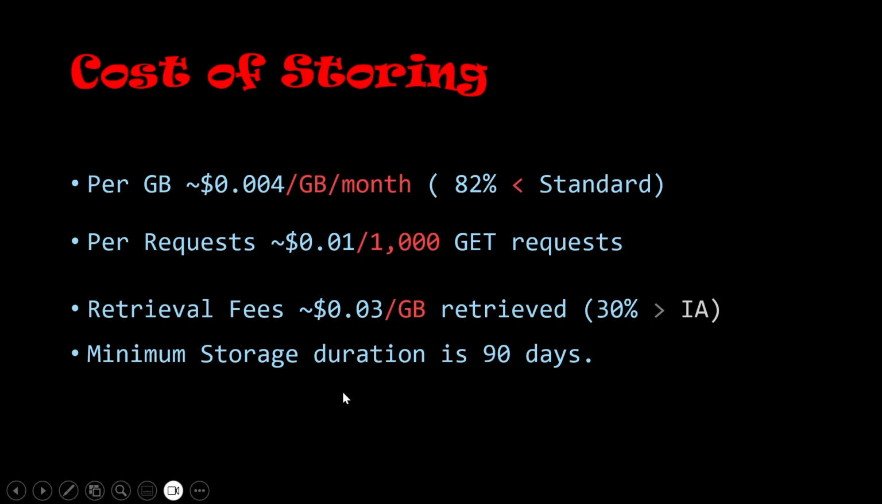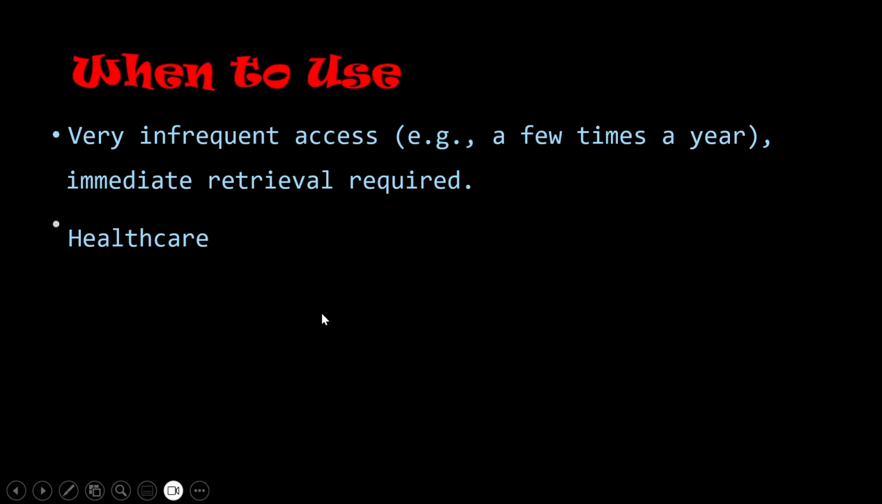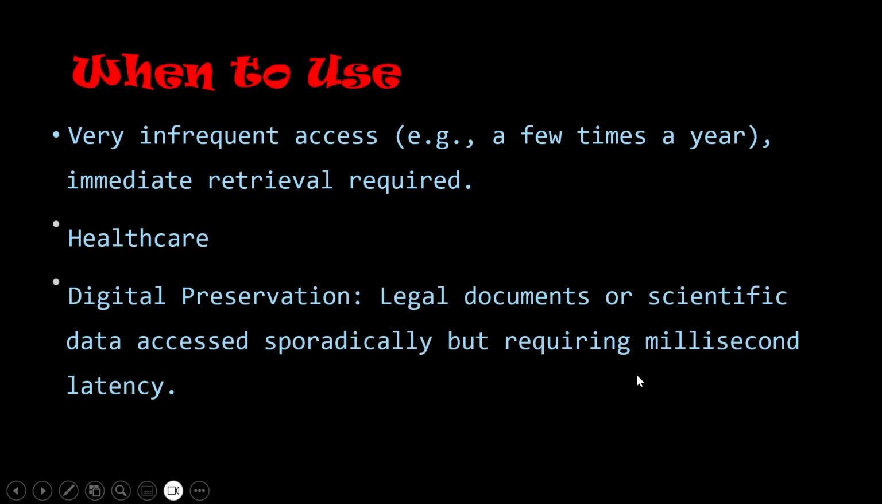Minimum storage duration is 90 days. As I already said, this storage class is for the data that is accessed once in 3 months. Minimum object size is 128 KB. So when to use this storage class? When there is very infrequent access of data, for example a few times in a year, but requires an immediate retrieval when needed. For example, in healthcare, the patient records are stored long term but retrieved instantly during patient visits. Legal documents or research papers are stored long term but require millisecond latency when required.